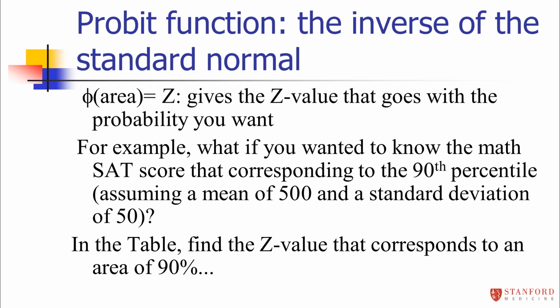So we need to know what's the z-score that goes with the 90th percentile. 90th percentile is just an area. We want to know what's the z-value that corresponds to an area of 90%. So the 90th percentile for math SAT scores is going to be somewhere over here. That means that 90% of people are lower, so that means our area to the left is 90%. So we're going to go to the z-chart. We're going to find the area of 90% and work backward to the z-score.